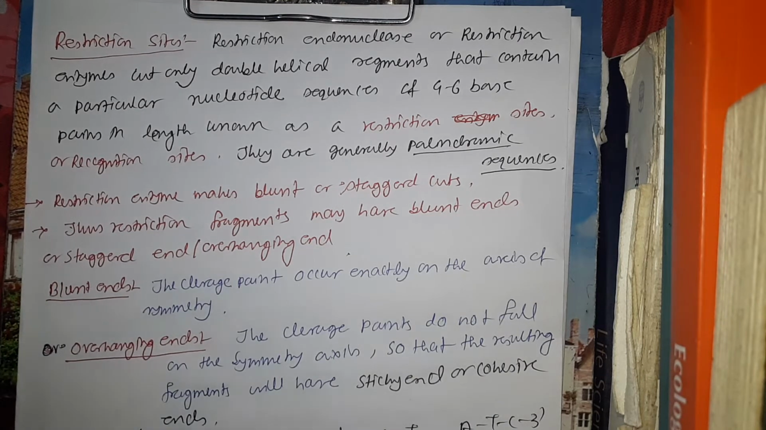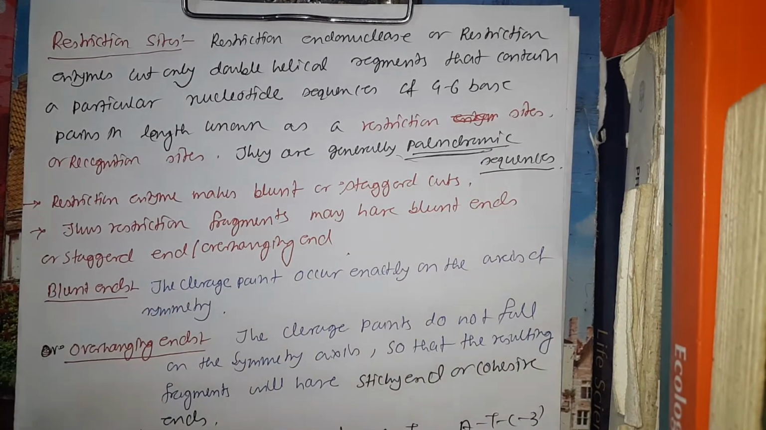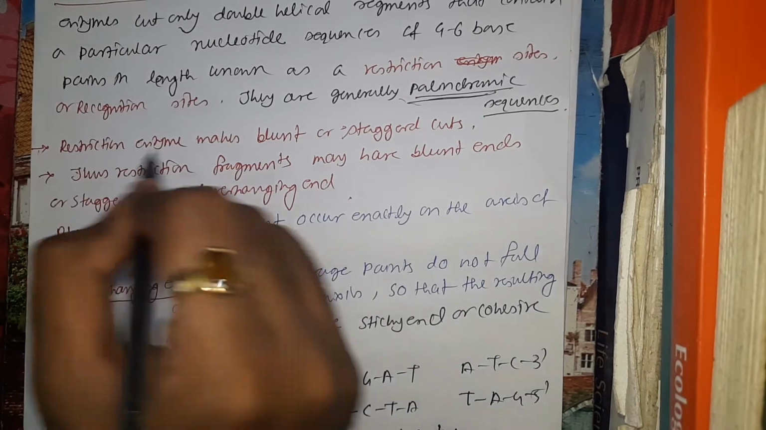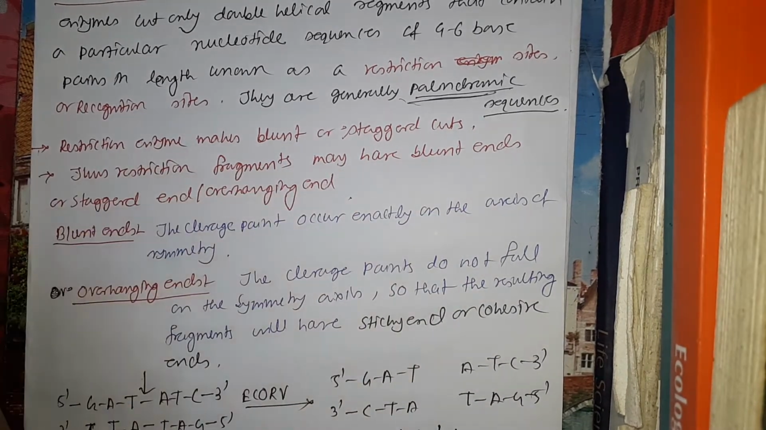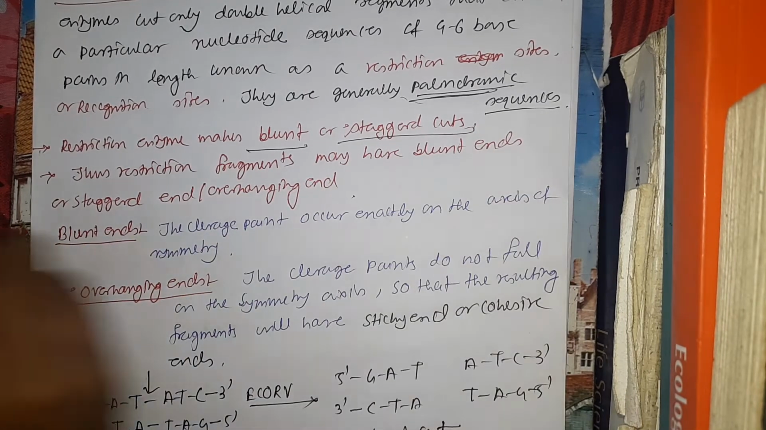These restriction sites are simply palindromic in nature. What this palindromic sequence is, I am going to talk about in this video. So let's start. A restriction enzyme has the ability to make two types of cuts. One is a blunt or a staggered cut.